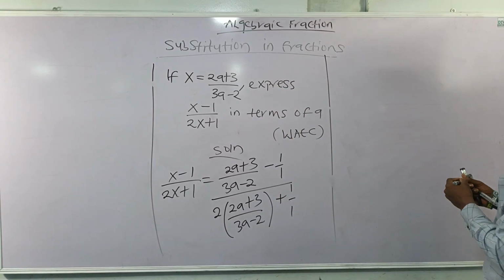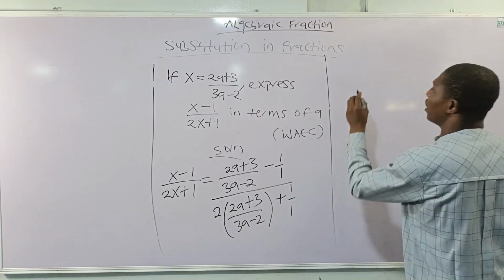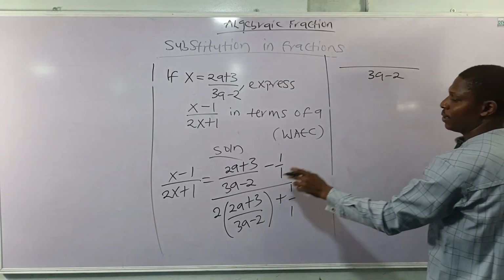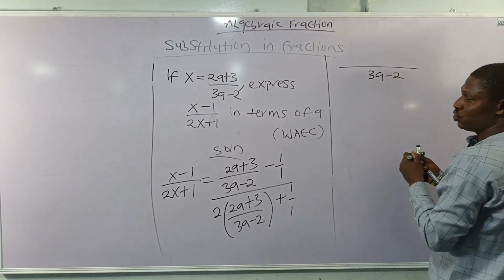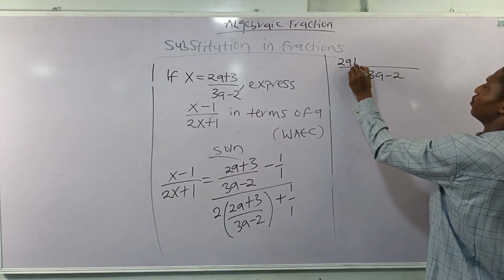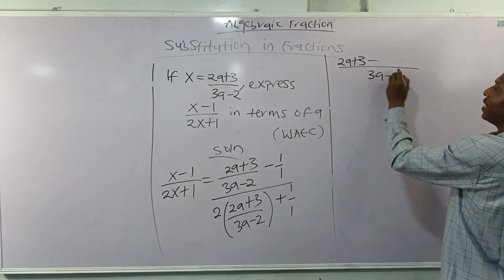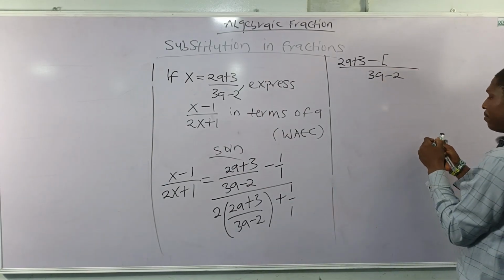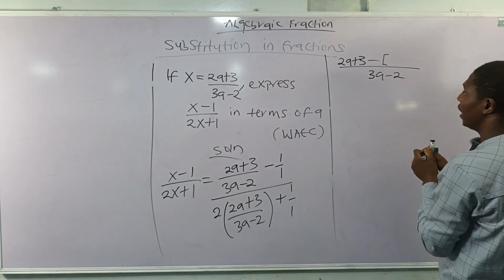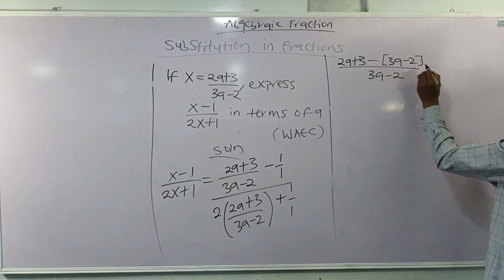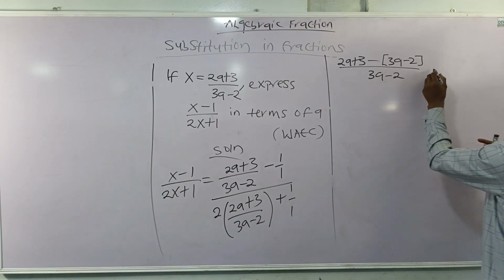Now that will give me LCM of 3a minus 2 and 1 will give me 3a minus 2. 3a minus 2 divide 3a minus 2 will give me 1, and 1 times 2a plus 3 will give me 2a plus 3. I'll put my negative sign. I'll put a square bracket. 1 into 3a minus 2 will give me 3a minus 2, and 3a minus 2 times 1 will give me 3a minus 2. Let's use this division sign here.